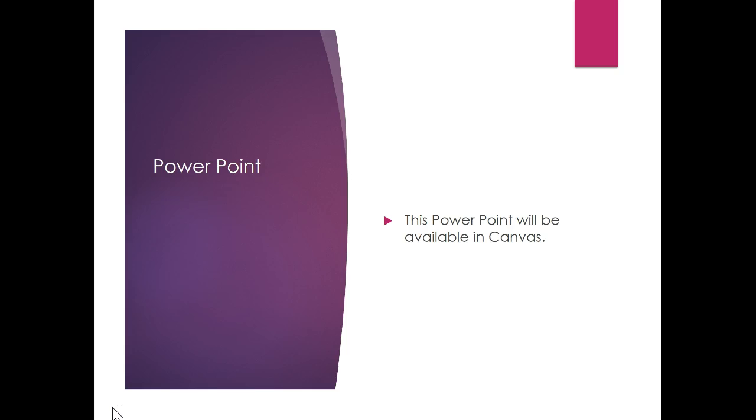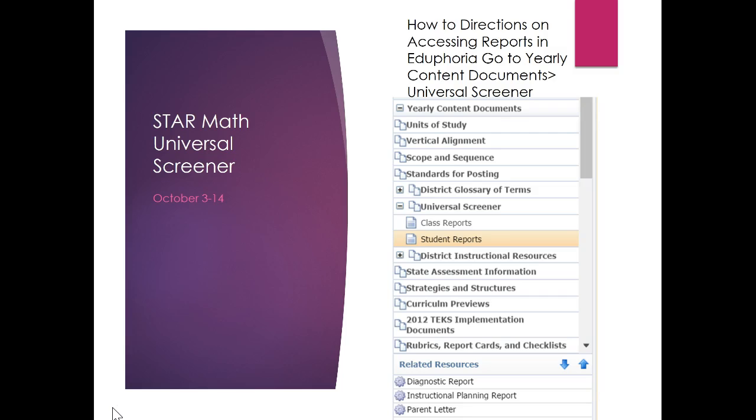Math Curriculum Previews. This PowerPoint will be available in Canvas, so if I go through some slides a little bit faster, you'll be able to access them in Canvas and get the links to the different videos that are available. Our STAR Math Universal Screener will take place October the 3rd through the 14th for kindergarten. If you go in Eduphoria to yearly content documents, you'll see that there's a link for the Universal Screener that will provide you directions on how to access various class reports as well as student reports.